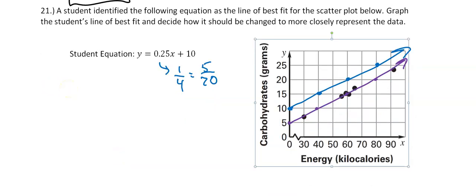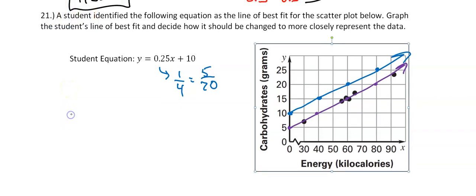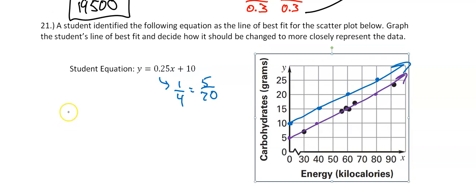So what we want to do to change this for the better is say, hey, we're going to call this y equals, let me go back to this other color. So y equals, we're going to keep the same slope because that looked good, but now we're going to change the y-intercept. We're going to just change it to a 5.